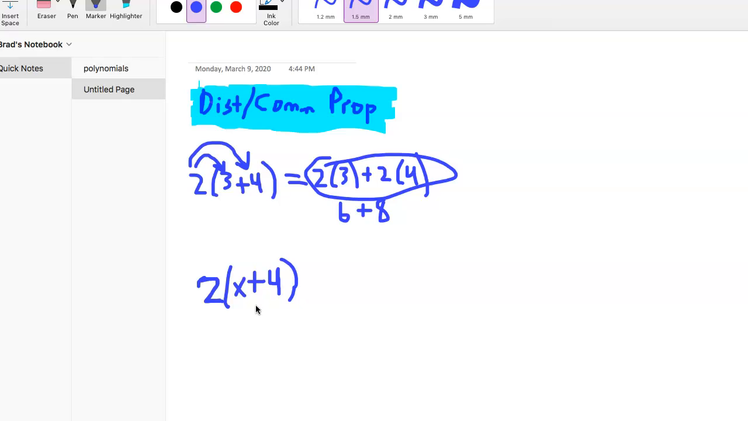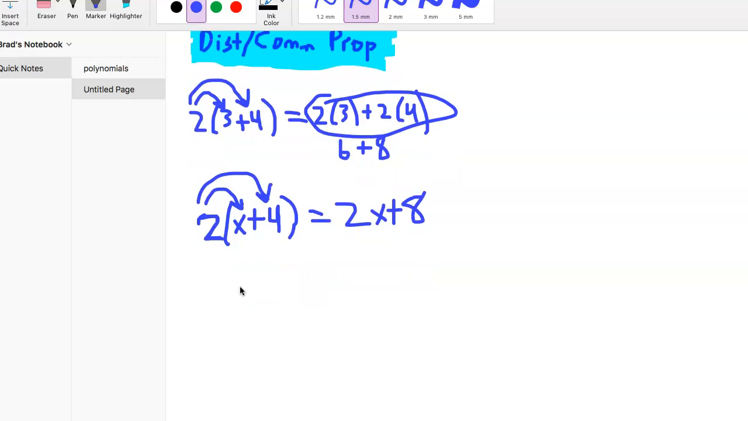That's where we go back to what we just did with numbers. You distribute it in that kind of way. So 2 times x is 2x, 2 times 4 is 8. You get 2x plus 8. And again, all these are distributive property.